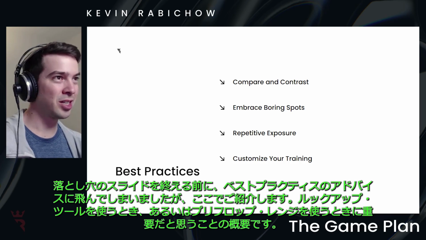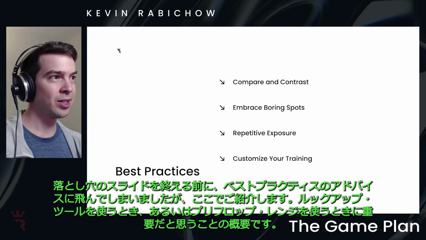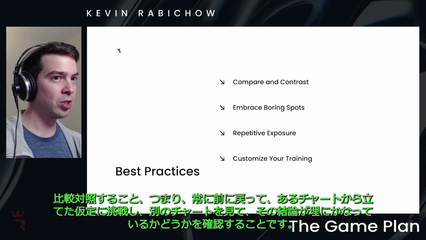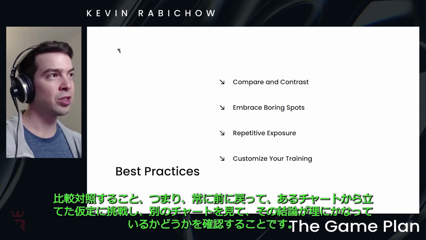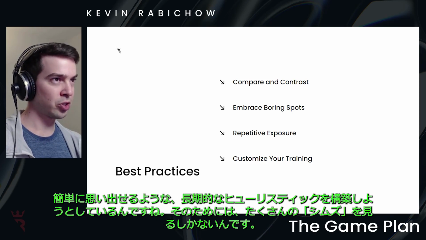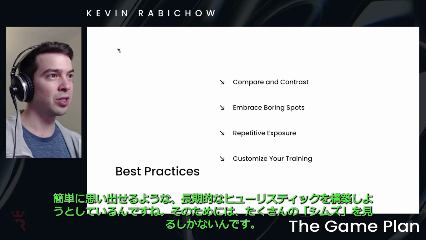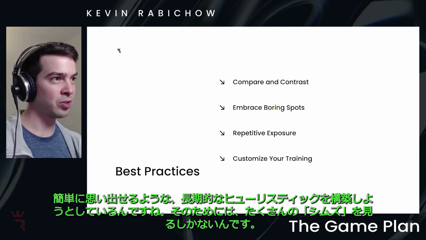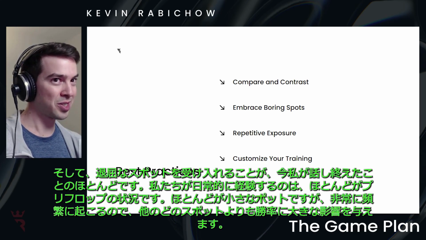Kind of skipped to my best practices advice before finishing the pitfall slide, but here we are. So this is an overview of all the stuff that I think is important when using a lookup tool or when using preflop ranges. Compare and contrast, right? Always go back, challenge the assumptions that you're making from one chart, look at a different chart and see if your conclusions make sense. You're trying to build long-term heuristics that make sense to you, that you can recall easily. And the only way to do that is to look at a whole lot of sims. And embrace boring spots is pretty much what I just finished talking about.